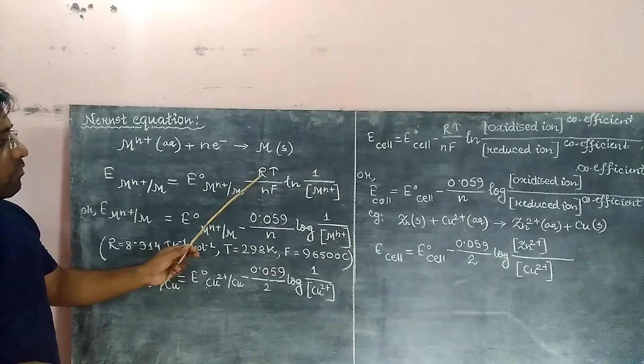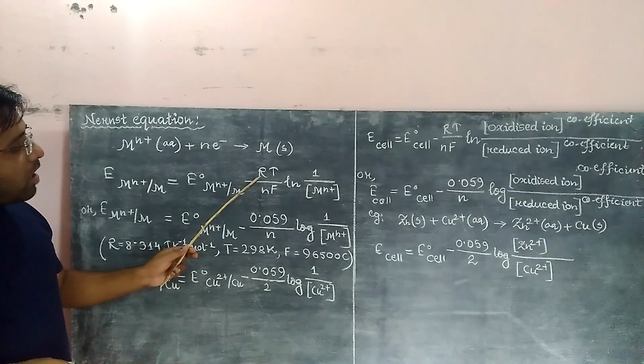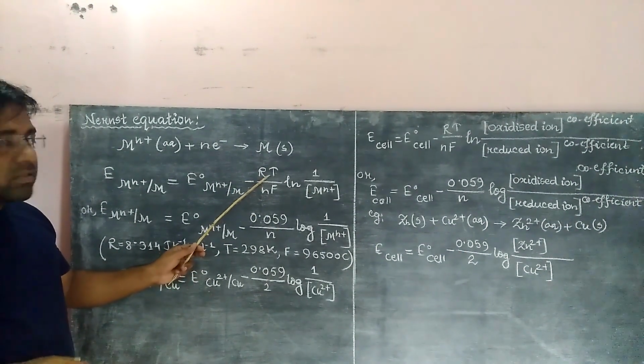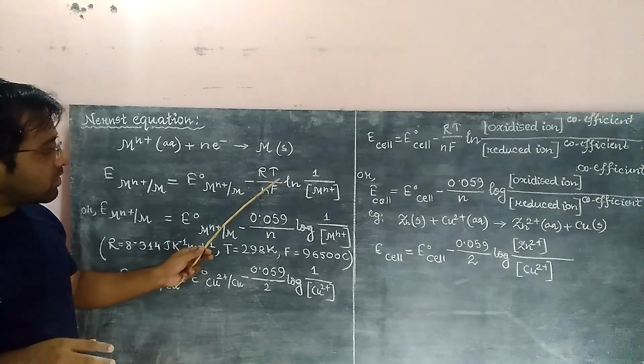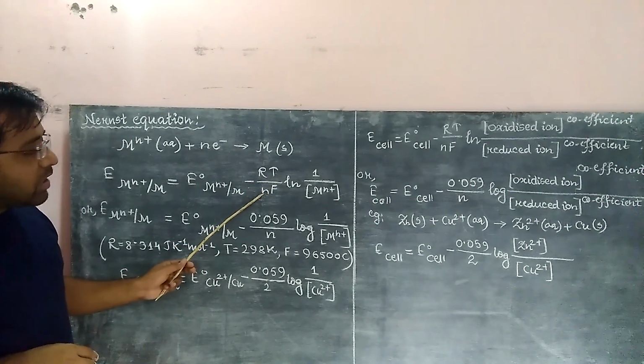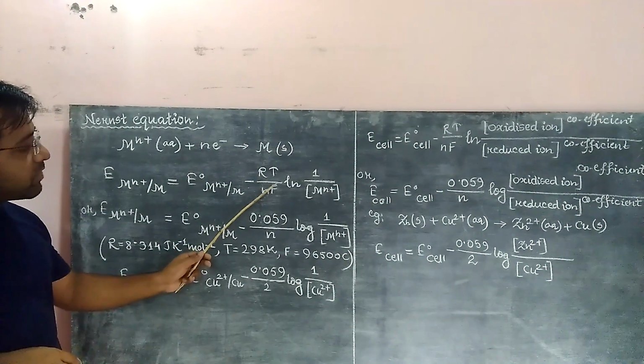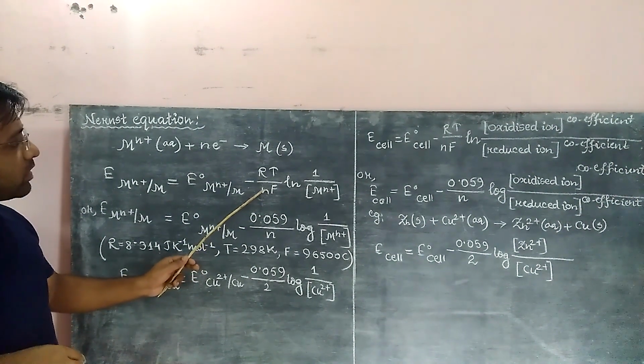So here we can do one thing. R is the universal gas constant, T is the temperature, that is in the standard state, n is the number of electrons, and F means the Faraday. So this is the charge we have considered here.